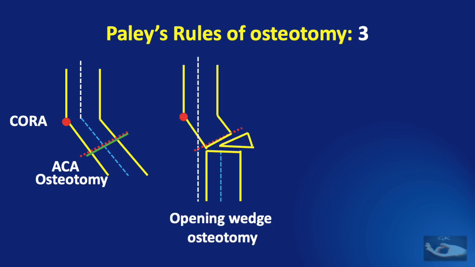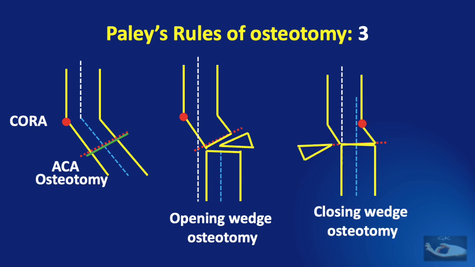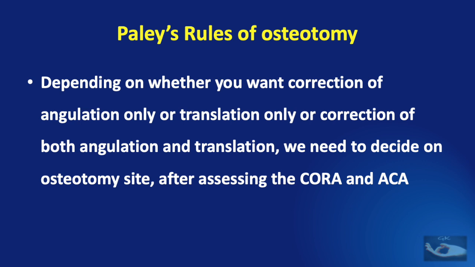In such a situation, whether an opening wedge osteotomy or a closing wedge osteotomy is done, there is angulation, but the bone ends have not been translated and the axes of the proximal and distal segments are parallel. So depending on whether we want correction of the angulation only, or translation only, or correction of both angulation and translation, we need to decide on the osteotomy site after assessing the CORA and the ACA.